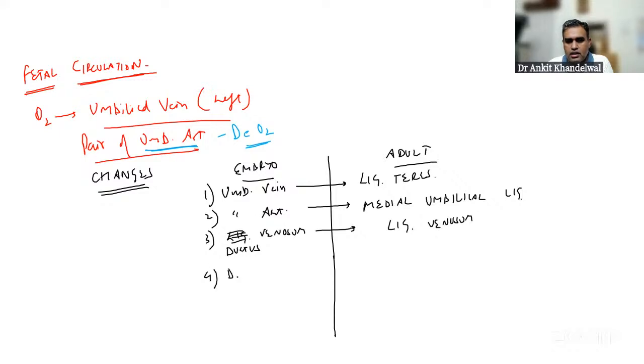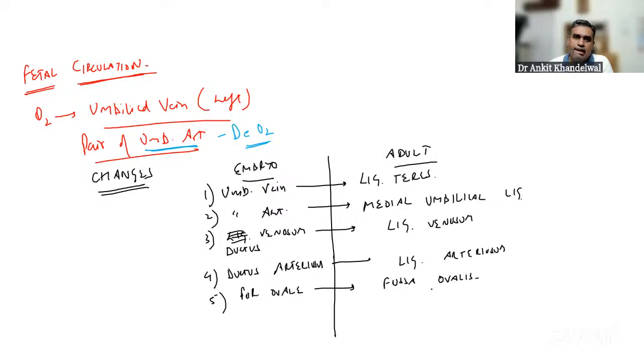Similarly, we have the ductus arteriosus in the fetal circulation, and it becomes the ligamentum arteriosum. Then what else? What else are the changes over here? Yeah, we have the foramen ovale in fetal circulation, and it becomes the fossa ovalis. Right, so these are some of the major changes that occur.